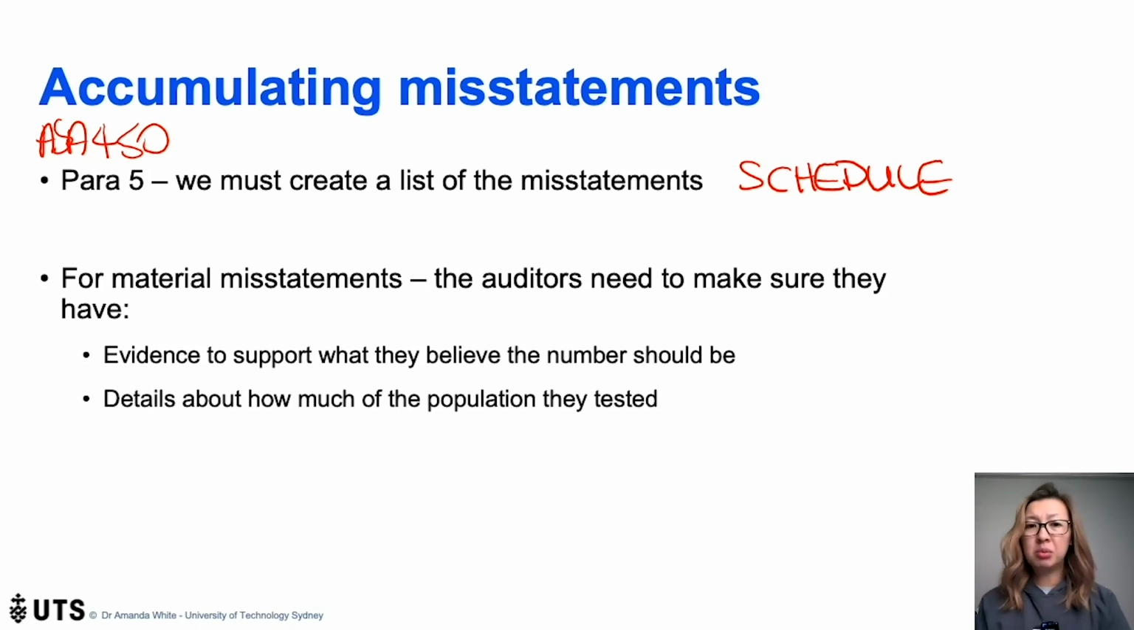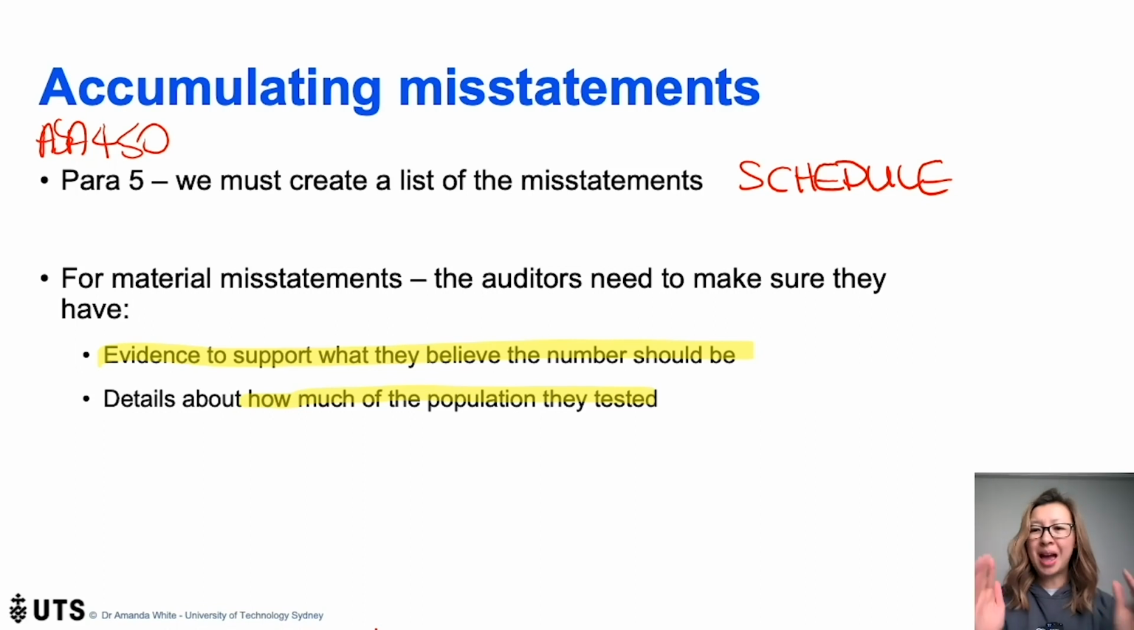And for material misstatements, I want to make sure, and this is not covered in the standard, but from our practical experience, you need to make sure that you've got evidence to support what we think the number should be. What did we test? How did we test it? How many of our sample? So details about how much of the population we tested when we did our sampling. How much dollar value? If the account is worth $20 million, and I tested $18 million worth of transactions, then I'm pretty sure that what I've got is correct.